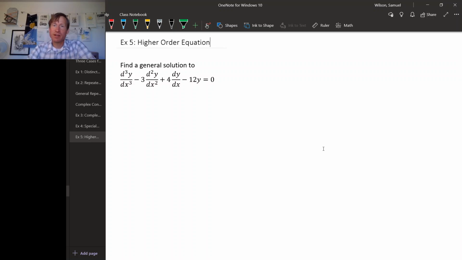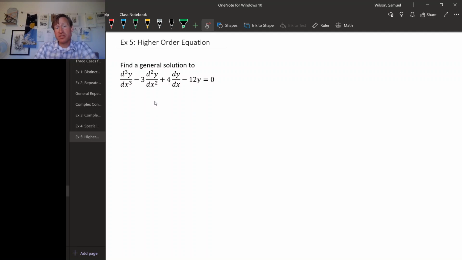As we've been discussing constant coefficient homogeneous linear differential equations, we only looked at second order equations. But the tricks that we use actually work for any order of differential equations. So let's look at a higher order example. So here's a third order differential equation. It is linear homogeneous and has constant coefficients.